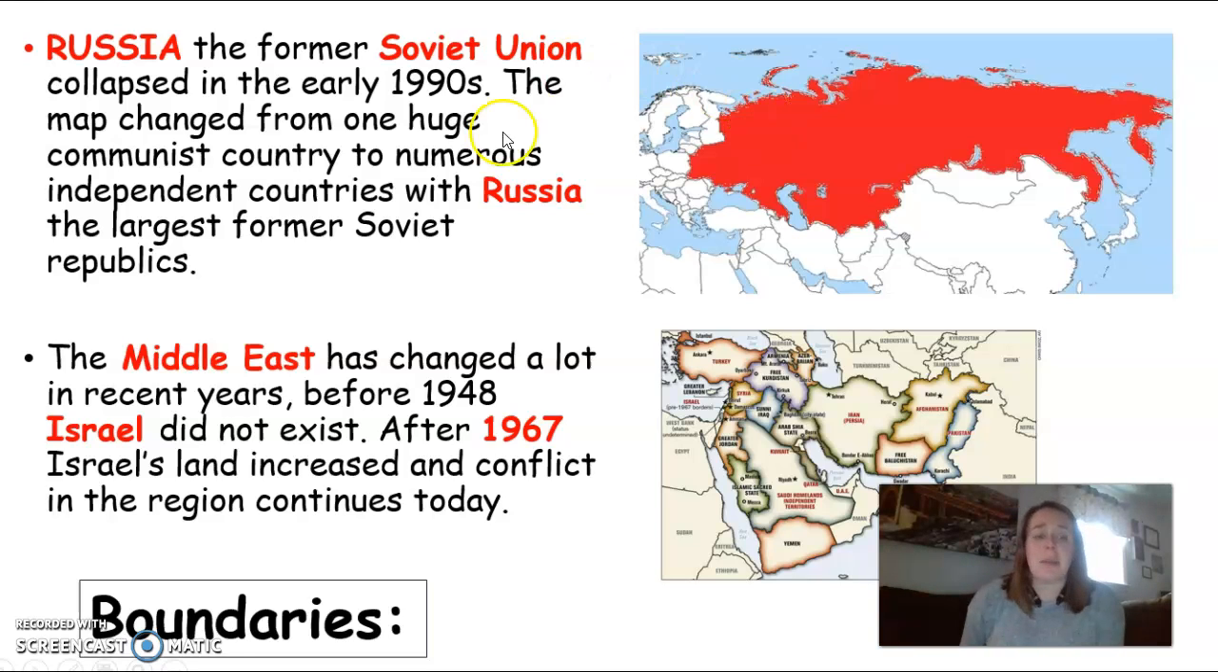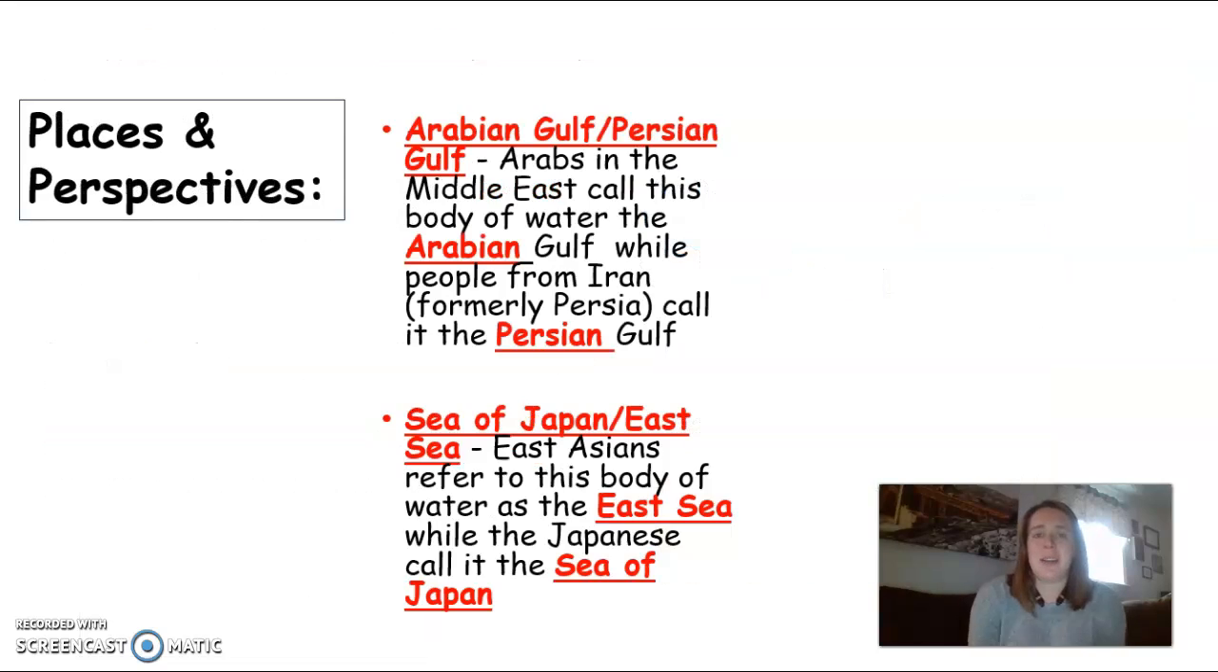Now we've already talked about the Middle East, but we can see down here in this little map right here, the Middle East has changed a lot in recent years. Specifically, before 1948, Israel did not exist, and after 1967, Israel's land increased, and there's constant conflict in this area. So the boundaries and the names of these countries are changing a lot. Another way that maps change. Okay, now remember we talked about perspectives of place names?